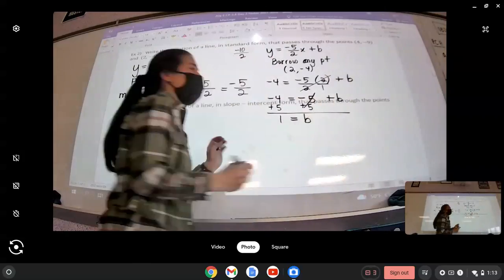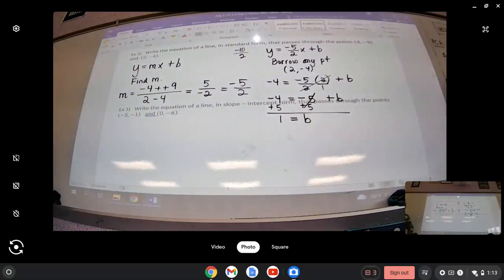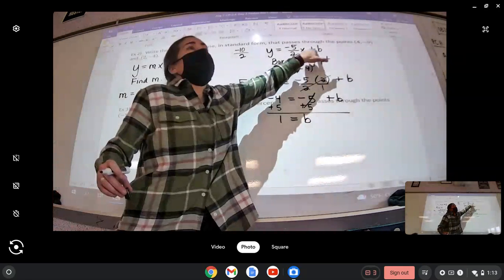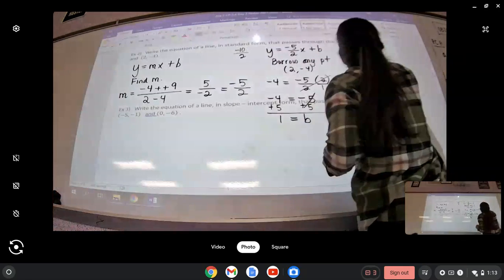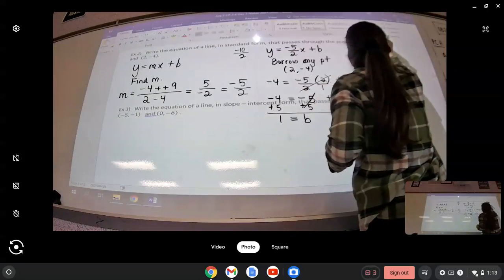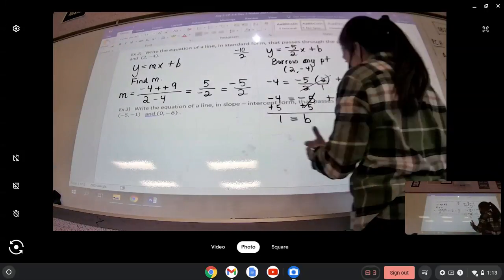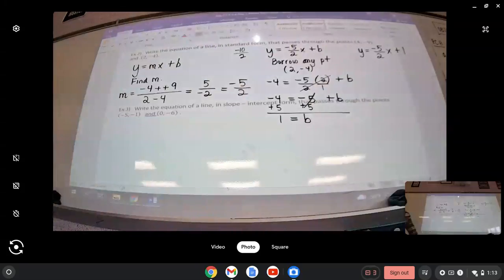And I get positive 1 as my y-intercept, as my b. So now I can pop that 1 in right there for the b. And now my equation looks like this: y equals -5/2 times x plus 1. Guys, we have big problems though. Am I allowed to end like that? No, I gotta get it in standard form.